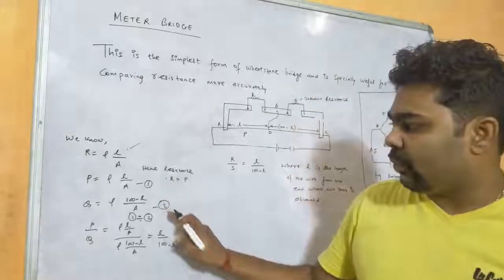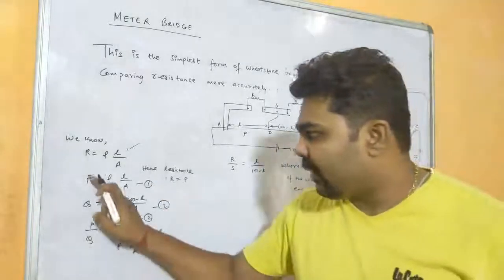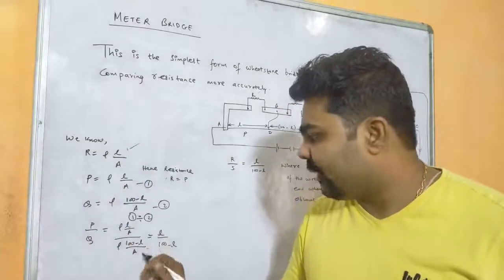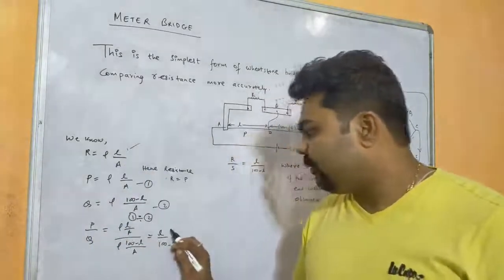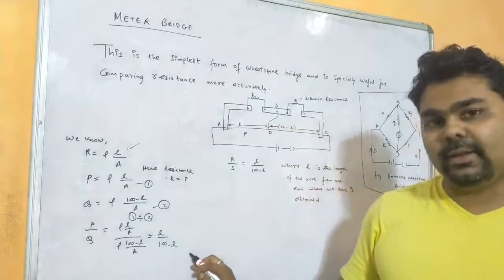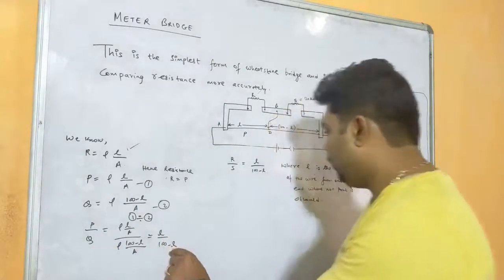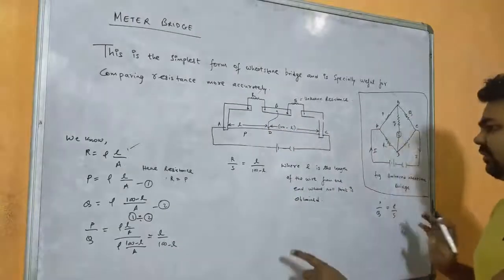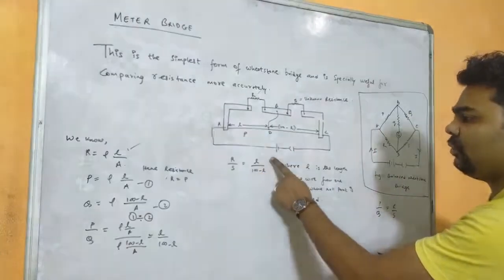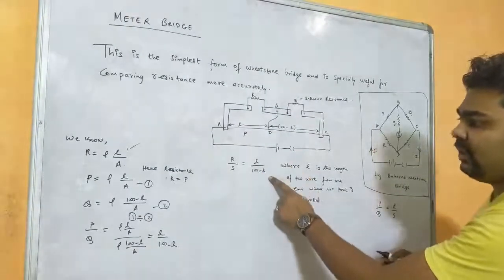So dividing equation 1 by 2, when we divide P by Q, the right hand side also gets divided. Now everything gets cancelled and we find L by 100 minus L. Therefore P by Q equals L by 100 minus L, and we know P by Q equals R by S. Therefore R by S equals P by Q, that is, L by 100 minus L.